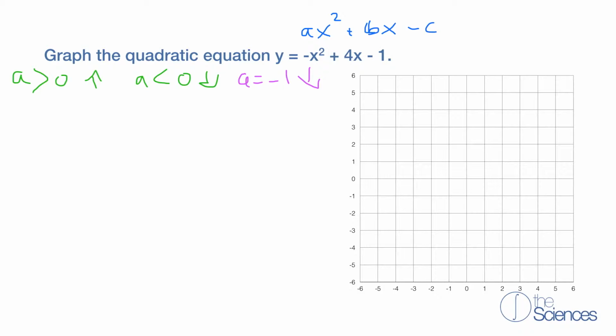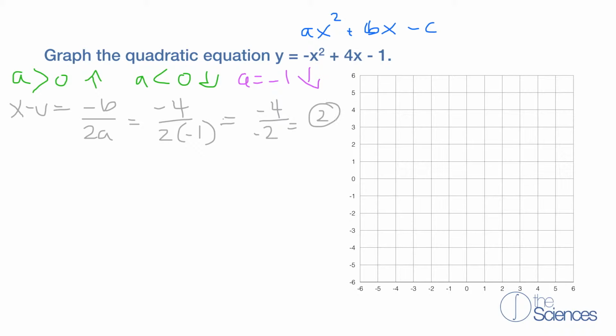Now we want to find our vertex. To find our x vertex, it has the equation of negative b over 2a. So using this equation, we have negative b, which is 4, over 2 times a, which is negative 1. So here we have negative 4 over negative 2, which is equal to 2.